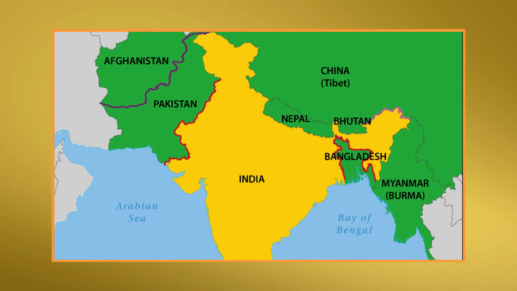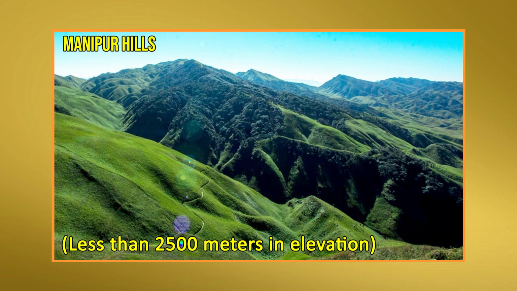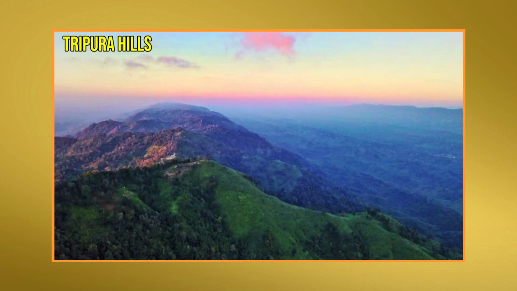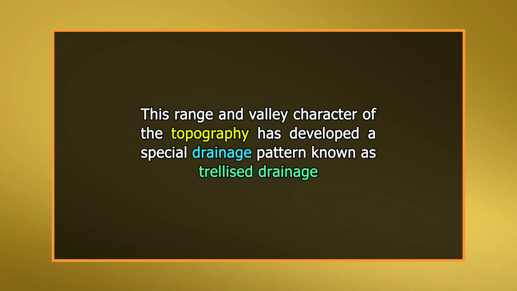It forms the international boundary between India and Burma for some distance southwards, and then it merges into the Naga Range. Further south, this mountainous belt is called the Manipur Hills, generally less than 2,500 meters in elevation, in Manipur state, the Mizo Hills in the state of Mizoram, and the Tripura Hills in Tripura state. The ranges are folded and alternate with valleys. This range and valley character of the topography has developed a special drainage pattern known as trellised drainage.